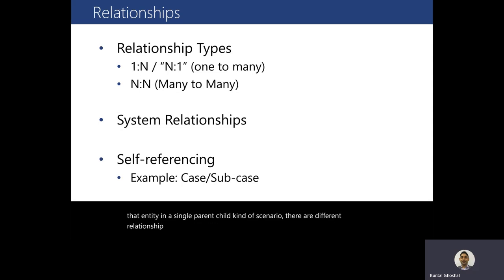There are different relationship types. It can be 1 to n or n to 1. But n to 1 is just a representation of the relationship. Actually, the relationship is 1 to n. And there can be a self-referencing relationship, for example, a case and subcase, or a parent-child account.